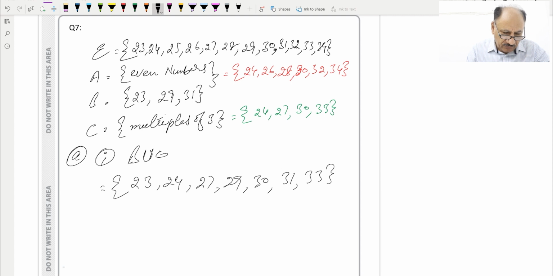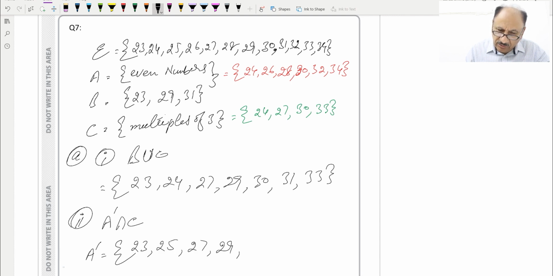Now for the second part we have A complement intersection C. So what is A complement? Whatever is not in A. So 23 is not in A. 24 is there. 25 is not in A. 27 is not in A. 29 is not in A. 31 is not in A. 33 is not in A. So this is A complement.